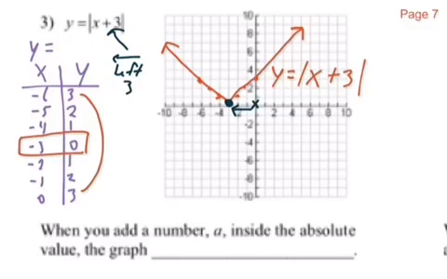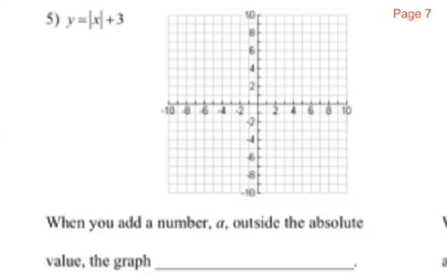So on the bottom it says when you add a number inside the absolute value, the graph shifts to the left. Okay. Look down at question number 5. Question number 5, pause the video now and graph number 5 and answer the question on the bottom.